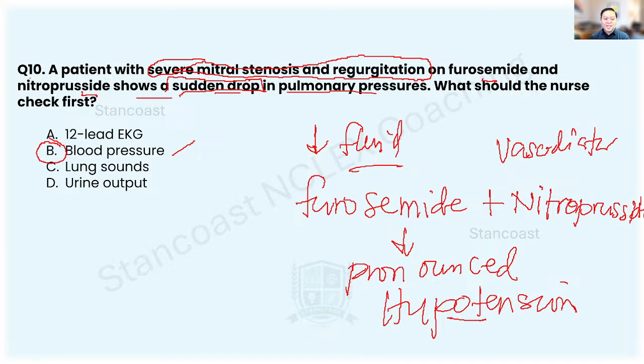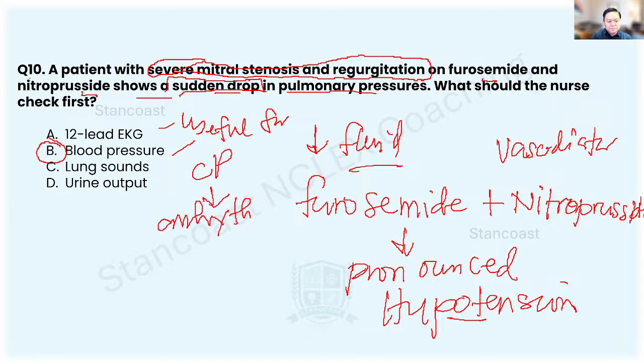If you had answered the letter A, 12 lead EKG, this is only intended for chest pain or to check for arrhythmias, right? If you had answered lung sounds, will the lung sound confirm that there is going to be a drop in the blood pressure? I doubt. No. The lung sounds will not aid in determining that the patient's blood pressure is going down, so it will not help, okay? Now, what about letter D, urine output? That is also incorrect, but this is something that can be done.